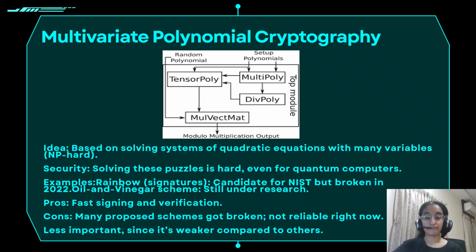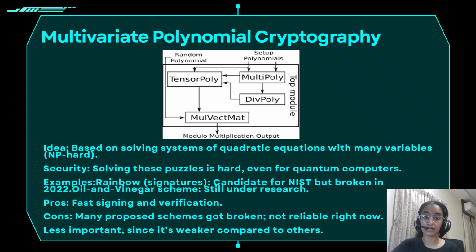Next, we have multivariate polynomial cryptography. This cryptography family is based on equations and equations. So imagine you are given a set of equations like x plus y plus z is equal to 10, x squared plus y plus z equal to 10. You are given a big equation. With a small number of variables, we can solve them.